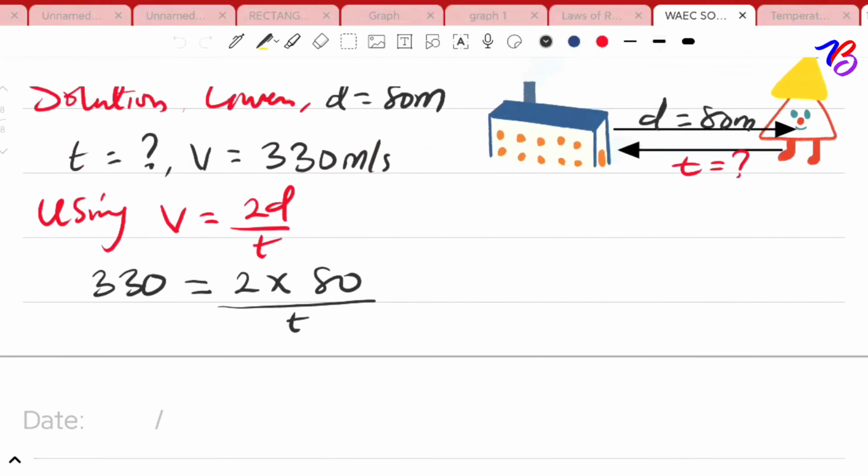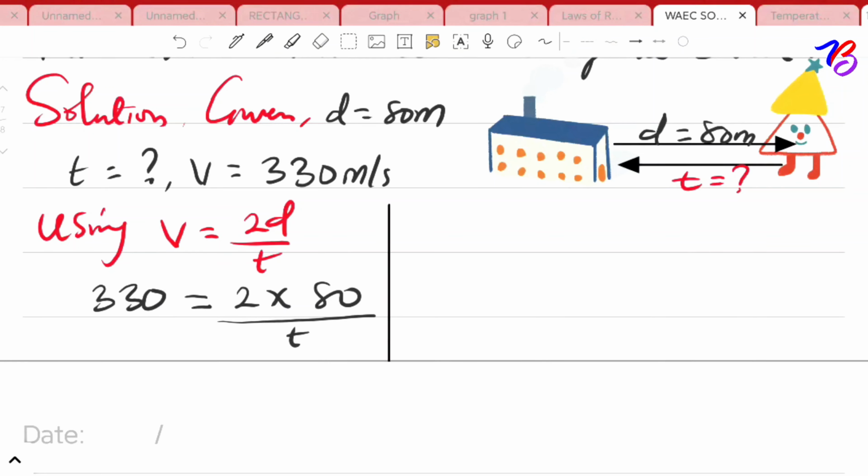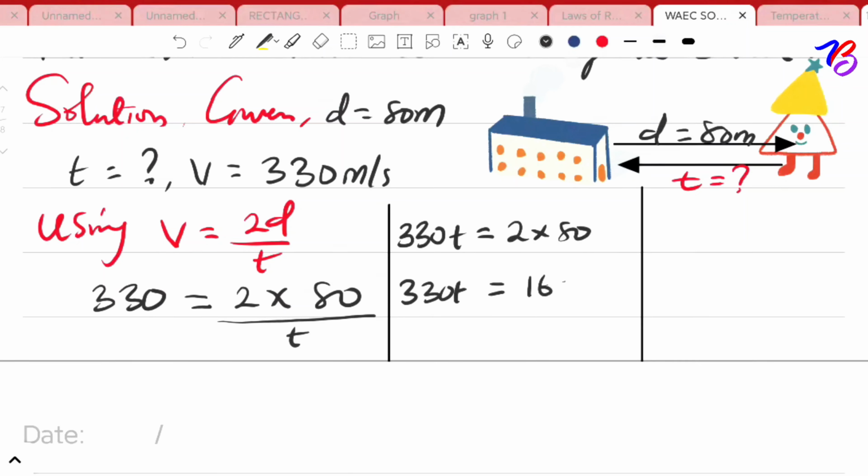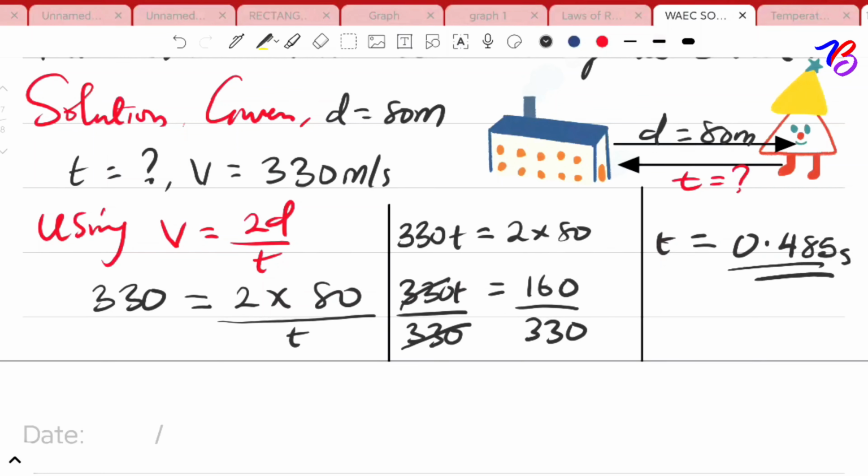Are you here? Then let's proceed further now, so that when we cross multiply, you have what? 330 multiplying t, okay, is equal to 2 multiplied by 80. Are you here? So that 330t is equal to 160. So let's divide through by 330. So that 330t over 330 is equal to 160 over 330. So that our t will equal 160 over 330. Are you here? So 160 divided by 330 will give you our final answer, which becomes 0.485 seconds. Are you here? If you have questions, drop them in the comment section below.